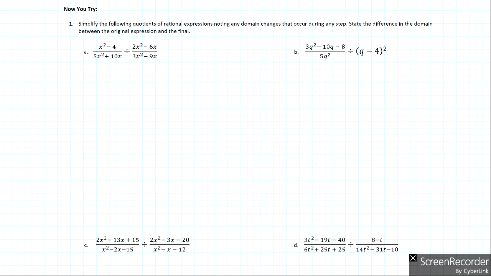Once you have completed these 4 problems over here, you can continue the video to go over the solution here.